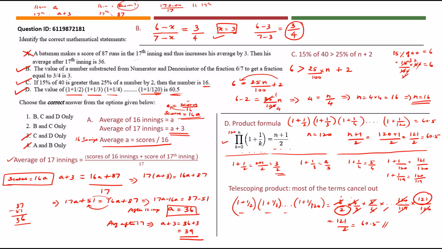Even if you don't know this particular formula, still you will be able to check this particular statement is what I am trying to tell you. It's not only B and C, but D is also included in the correct statements here. Option number 1, B, C and D only will be the right answer.